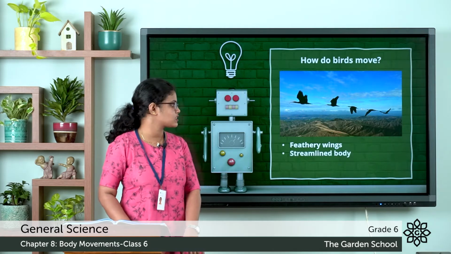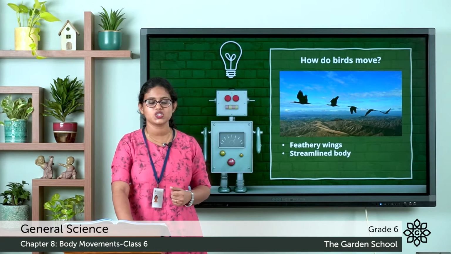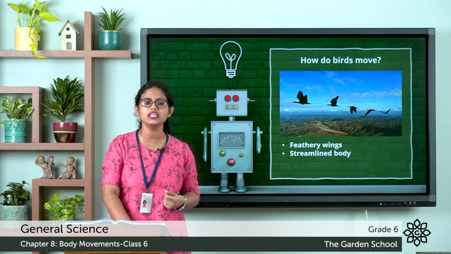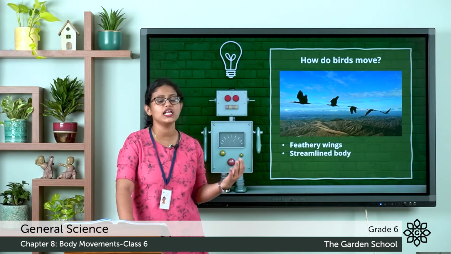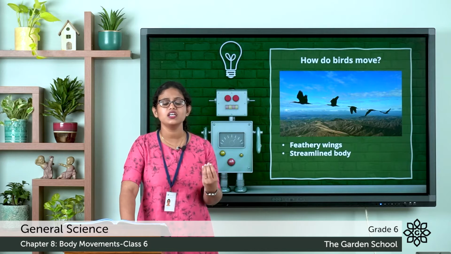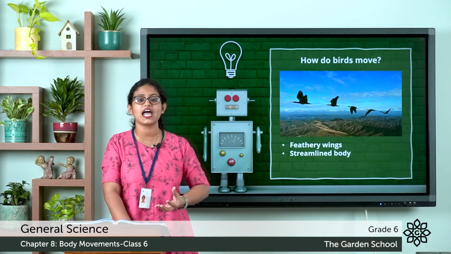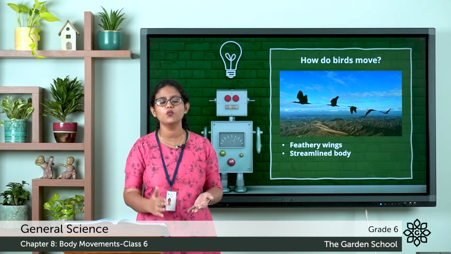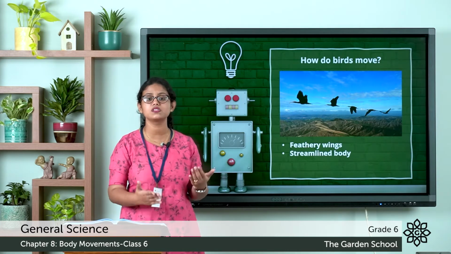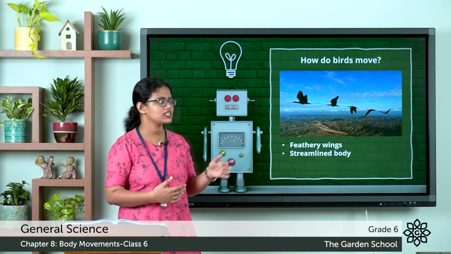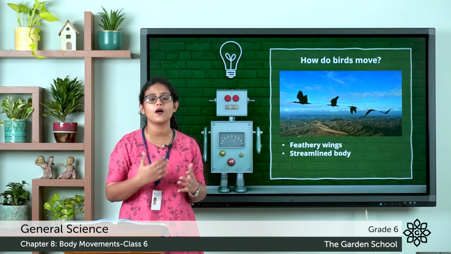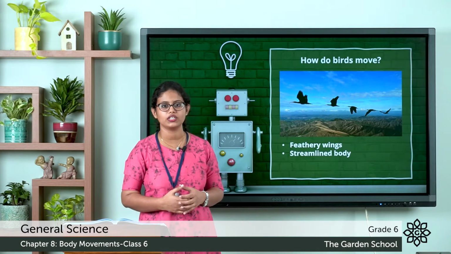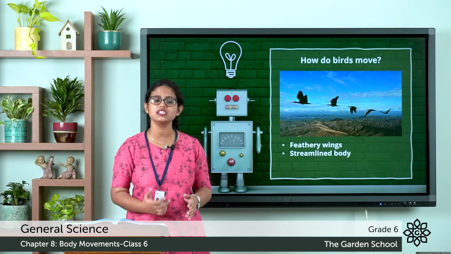The second thing is the streamlined body. They have a streamlined body that helps them to move easily in the air. They have a smooth and elongated body. Even the shape of an aeroplane is designed like the bird's body, right? Smooth and elongated. That helps them to cut easily through the air. So that is the second special feature of birds that helps them to fly.